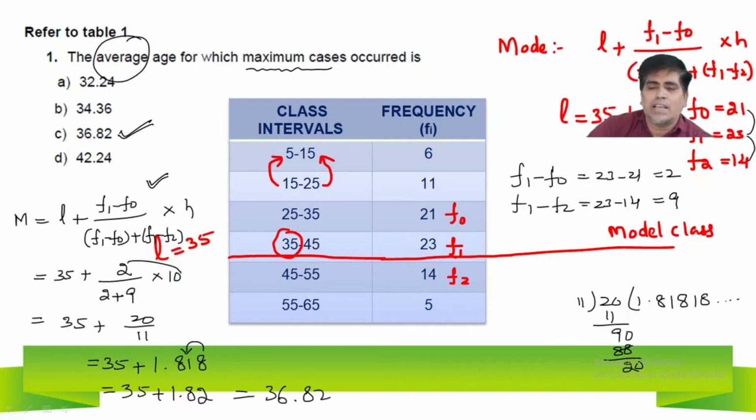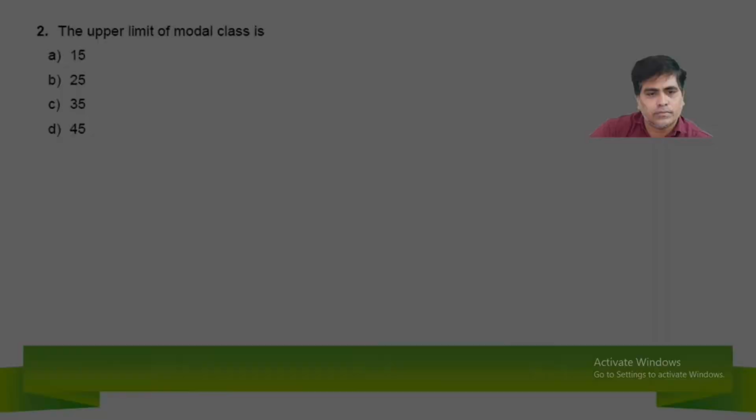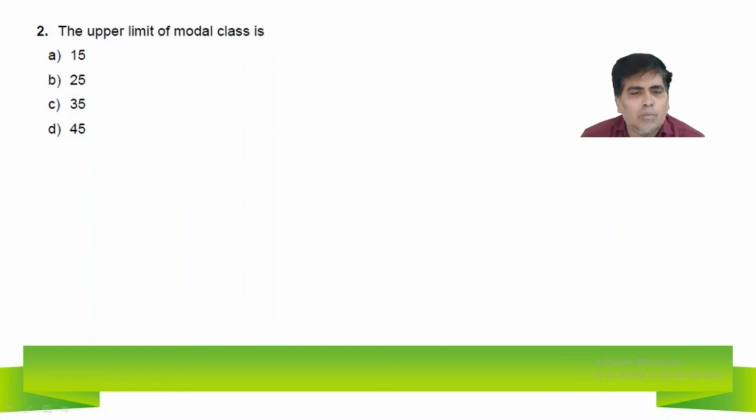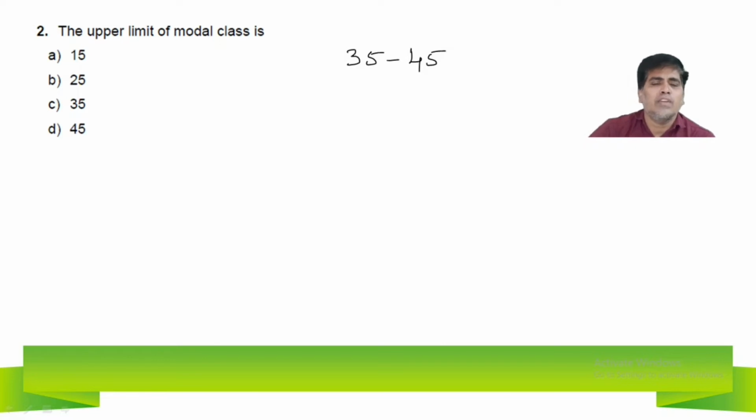So we'll see the next question. Upper limit of the modal class. It's very simple. Already we found the modal class. The age group in both hospitals, the modal class, is 35 to 40. Maximum patients are admitted in the 35 to 40 age group. So what is the upper limit? The lower limit we already calculated, that is 35, in the previous problem. He is asking for the upper limit. The upper limit here is 45. So your option goes to D.